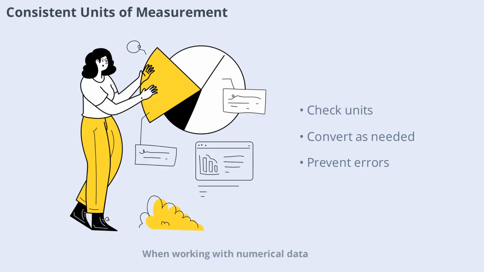When working with numerical data, it's important to ensure that all values use the same units of measurement. For example, mixing centimeters and inches can lead to incorrect calculations. Converting all measurements to a common unit prevents errors and simplifies analysis. Always check for unit consistency when merging or comparing datasets.